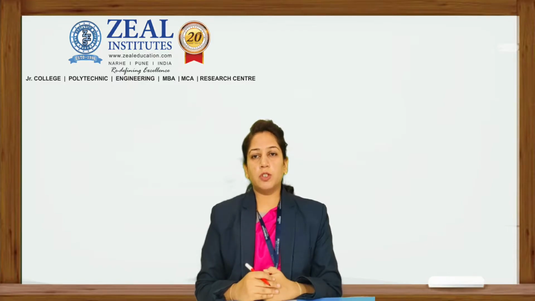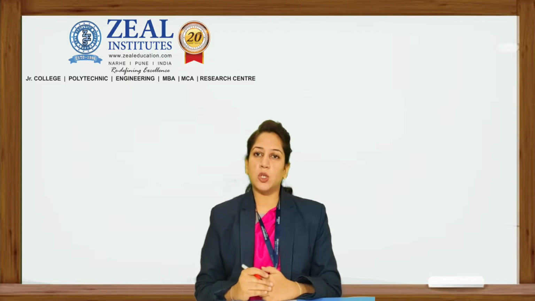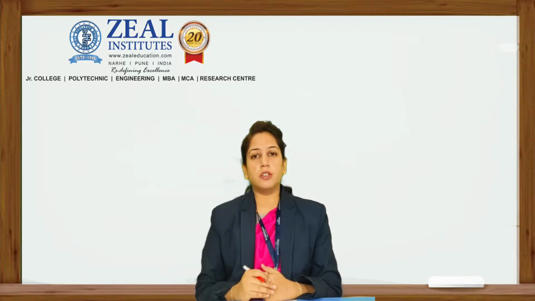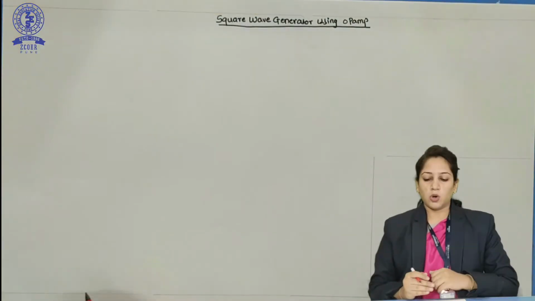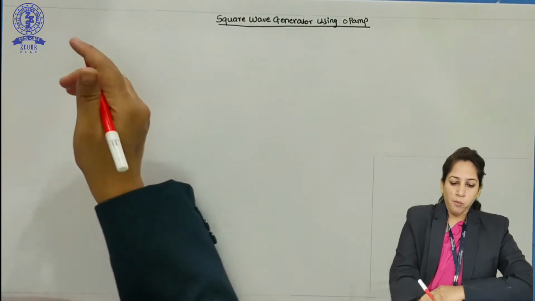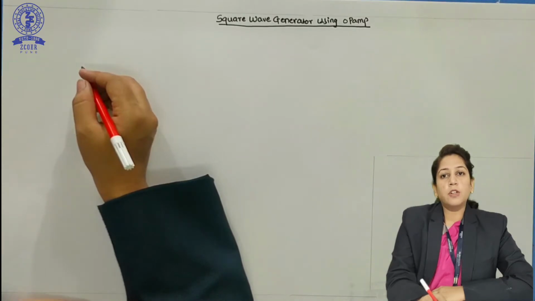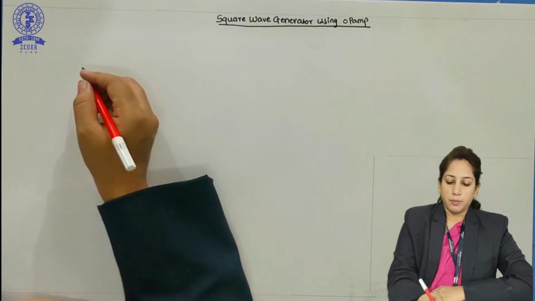In contrast to sine wave generator, square wave outputs are generated when the op-amp is forced to operate in the saturation region. So when the op-amp is forced to swing between positive saturation and negative saturation, then a square wave is generated. In today's lecture we will see how this square wave is generated using an operational amplifier. This is also called a free running or astable multivibrator.